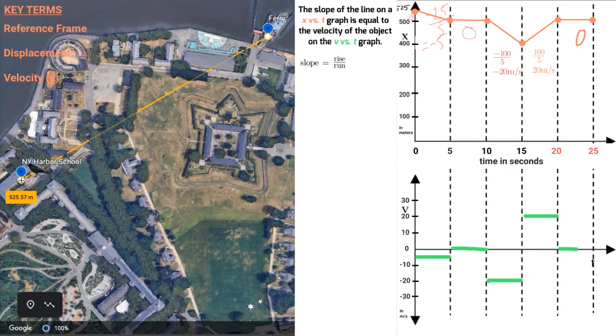Just a quick note, if you look here and here, you'll notice that the velocities look like they're really far apart. It's important to realize that the speed is actually the same, right? The crow is going 20 meters per second. But in one case, it's going in the negative direction, and in the other case, it's going in the positive direction. So the velocities are different.